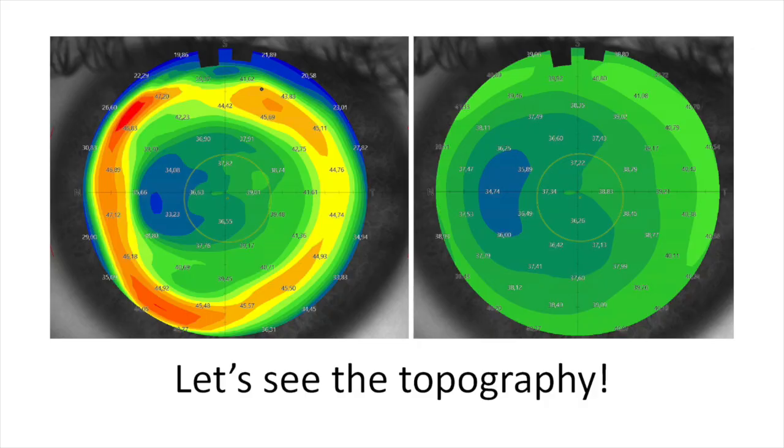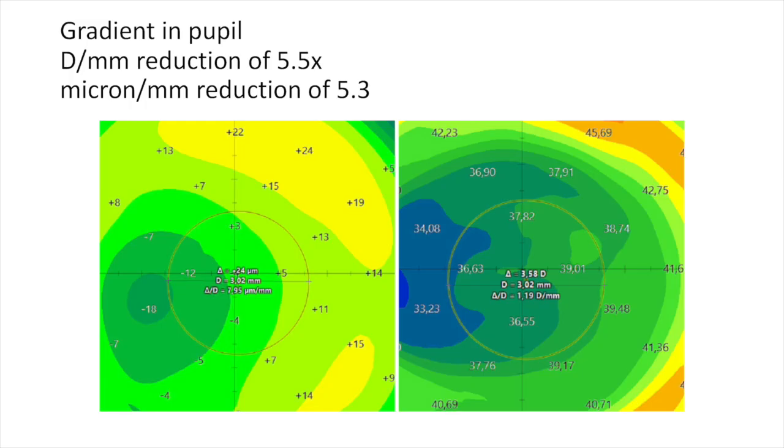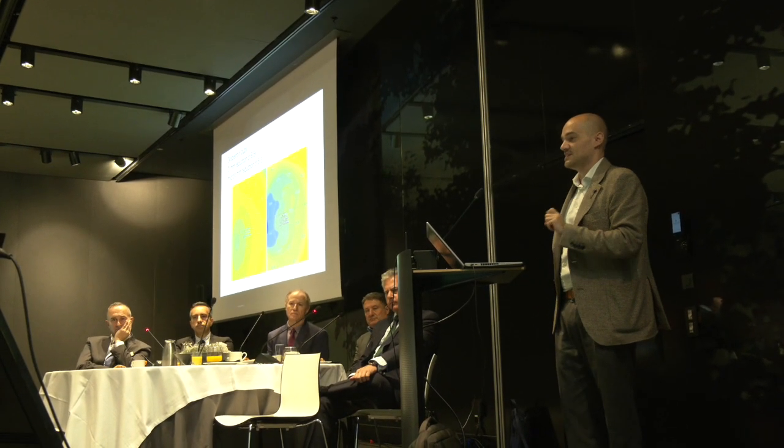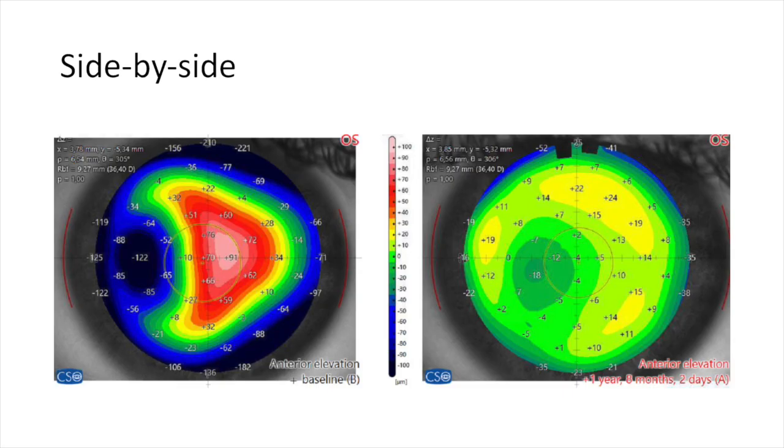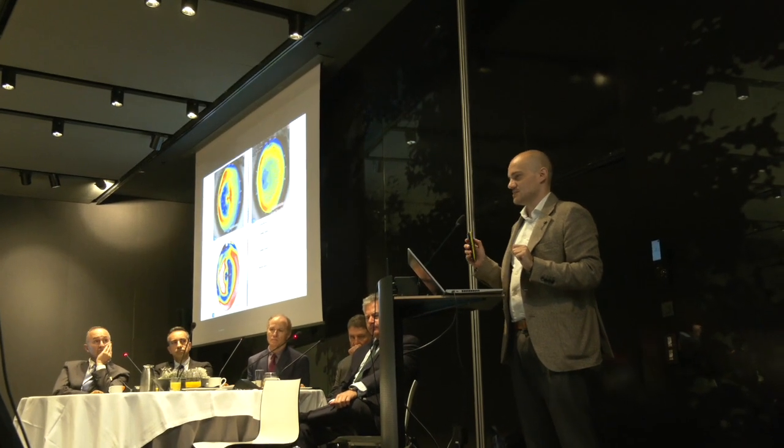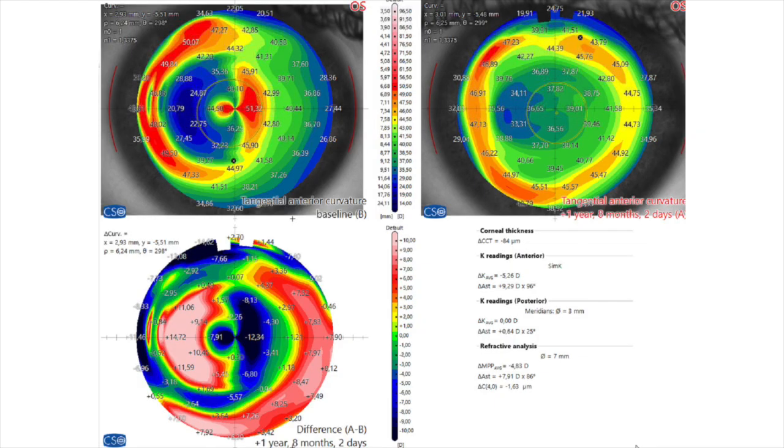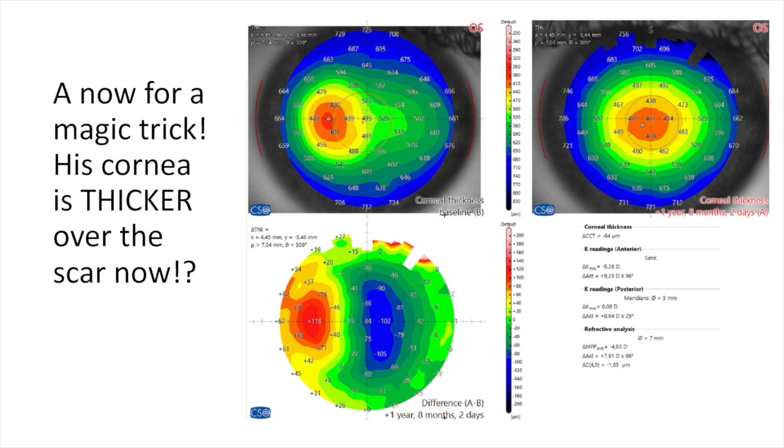So what happened? Well, the topos really changed because we really smoothed it out as much as we could. And the difference is now less than a diopter per millimeter, and in elevation it's 7. So he really got a better outcome, but not because of the laser on its own. If you look at the side-by-side view, this is the elevation before and after. You can see that it's quite a nicer look. But this is the screen that really tells the whole story. It's a huge difference. 14 diopters increase on one side with a 13 decrease on the other. But how did he get thicker? He ended up having 100 microns more over the scar than before.